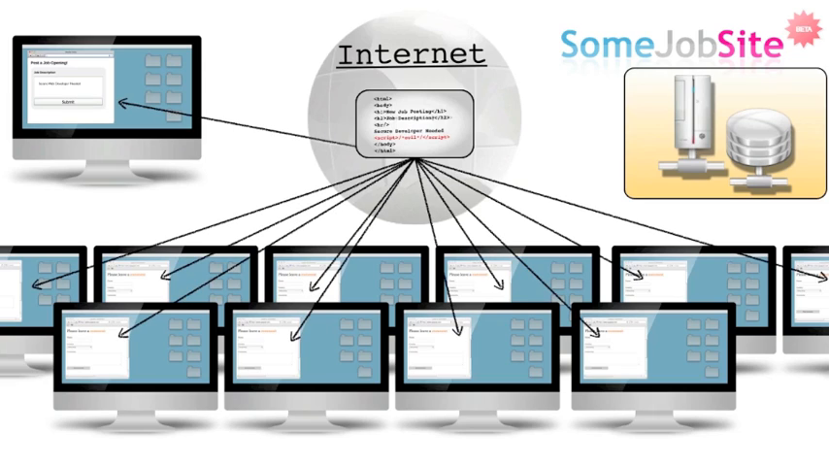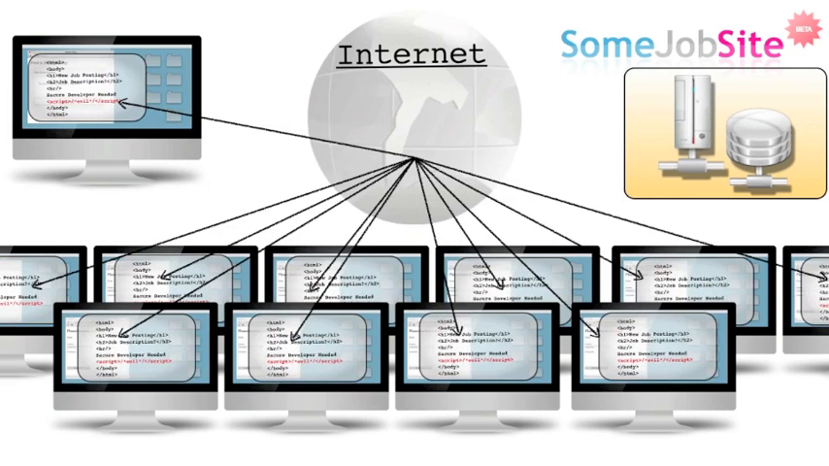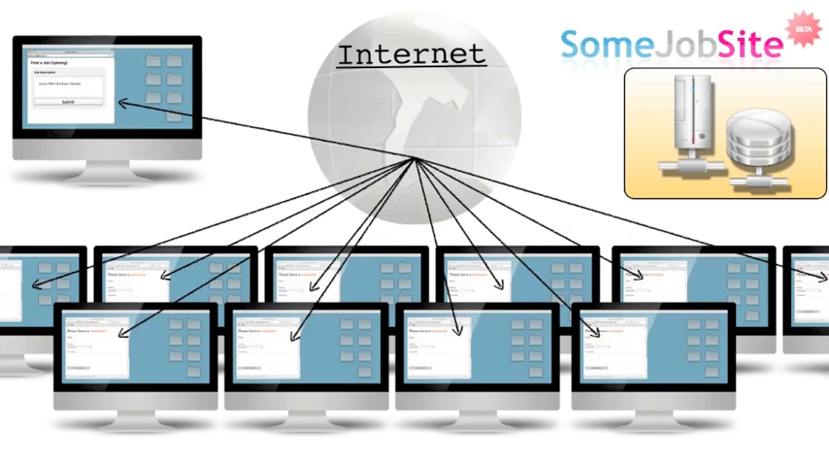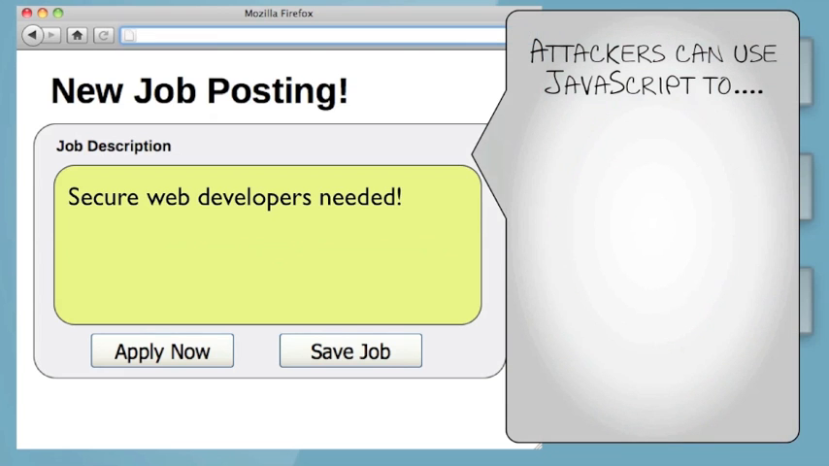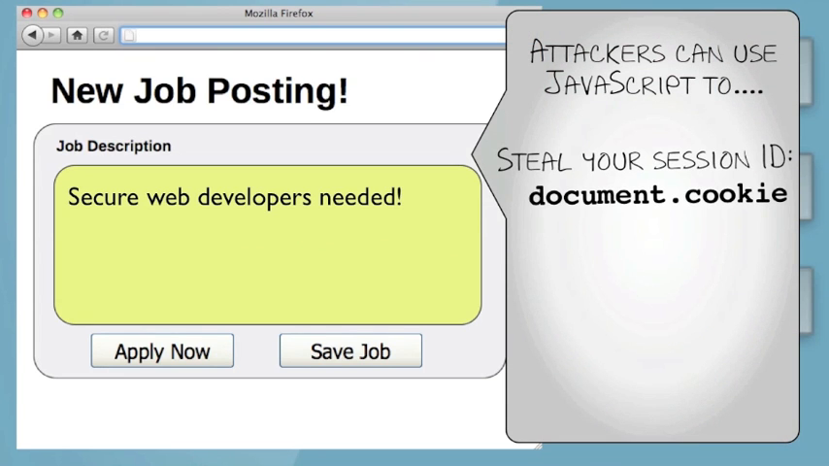The visitors will still see the employment posting. In fact, there usually won't be any visual indication of the attack at all. The malicious JavaScript will quietly run in the user's web browser. At this point, you might be wondering what attackers can actually do with JavaScript. Well, one common attack is to steal another user's session ID, which can be accessed through the JavaScript document.cookie value.